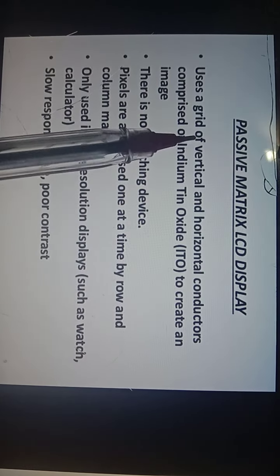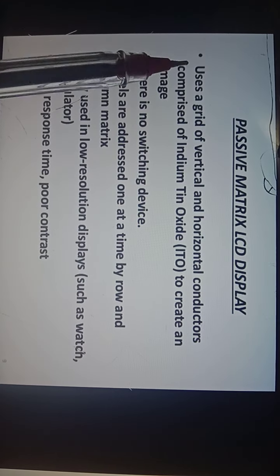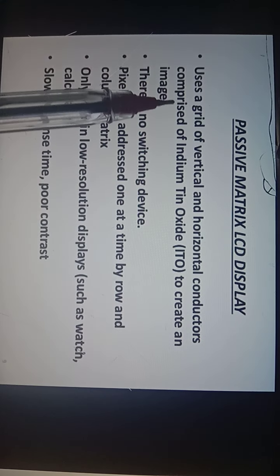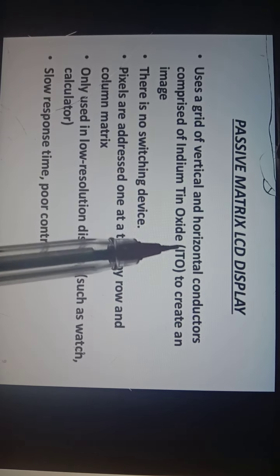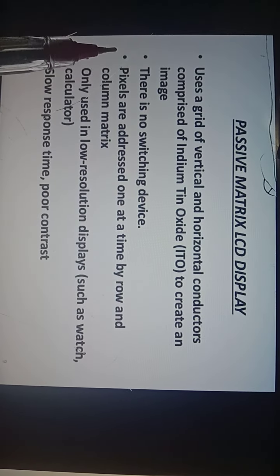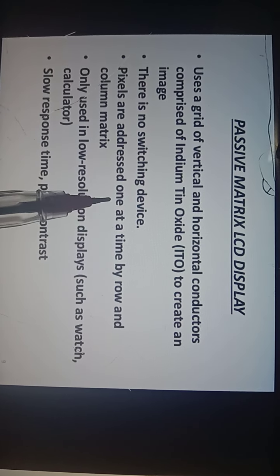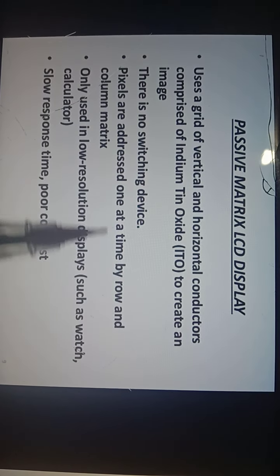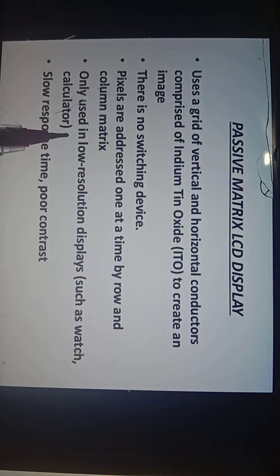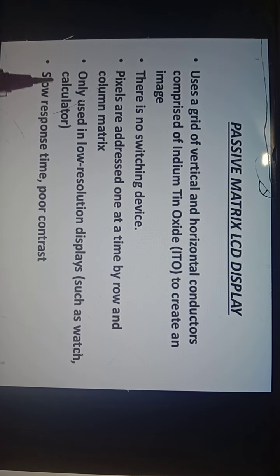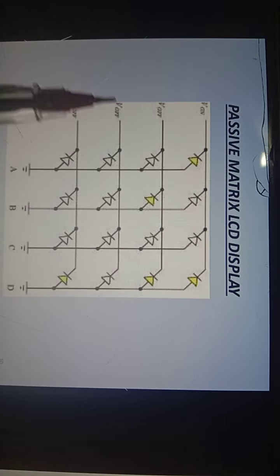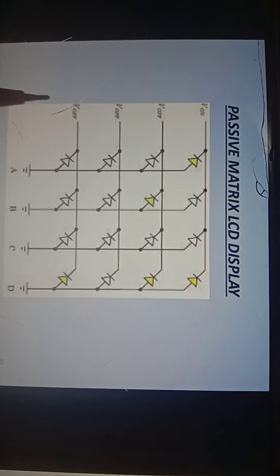This is the passive matrix LCD display. It uses a grid of vertical and horizontal conductors comprised of indium tin oxide to create an image. There is no switching device. Pixels are addressed one at a time by row and column matrix. Only used in low resolution displays such as watches and calculators. Slow response time and poor contrast. This is the construction of a passive matrix LCD display.